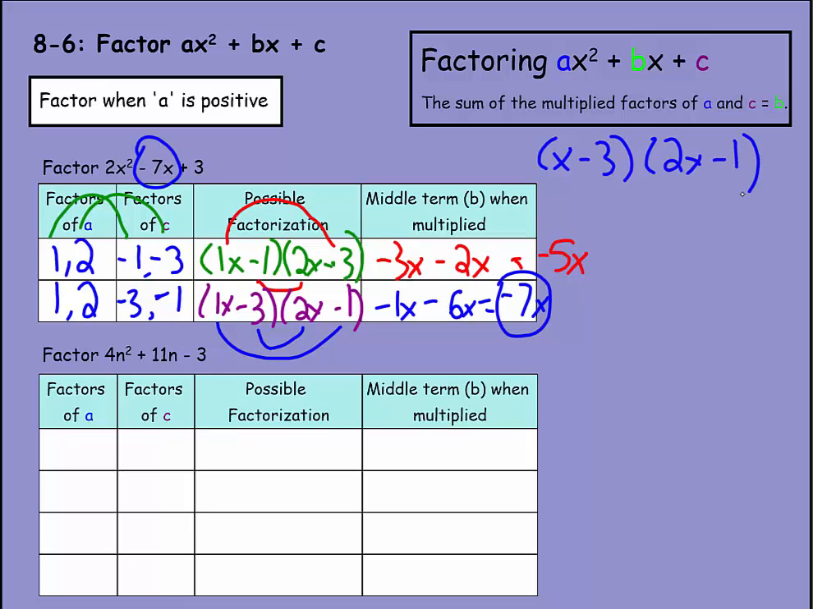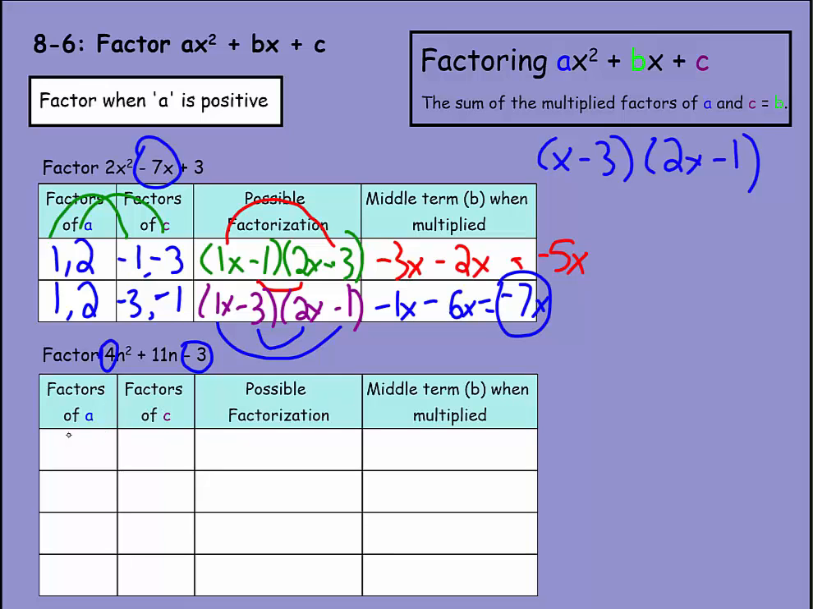Now we need to factor this one. We have 4n squared plus 11n minus 3. So this one's actually going to have a lot of different possible combinations because the 4 is not a prime number, and I notice that the 3 here is negative. It's going to take a positive and a negative number to make negative 3.